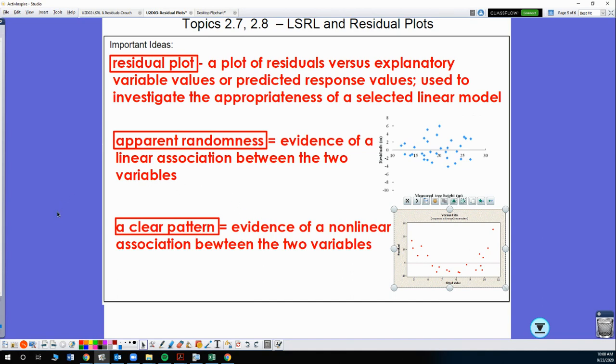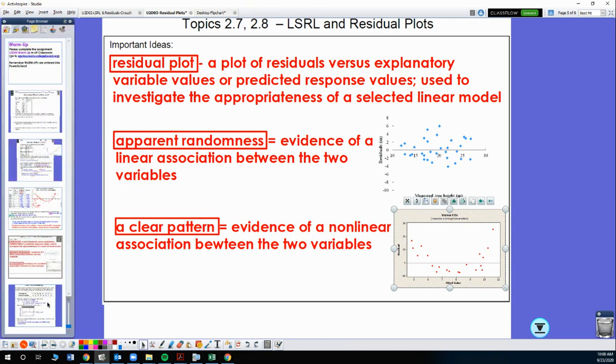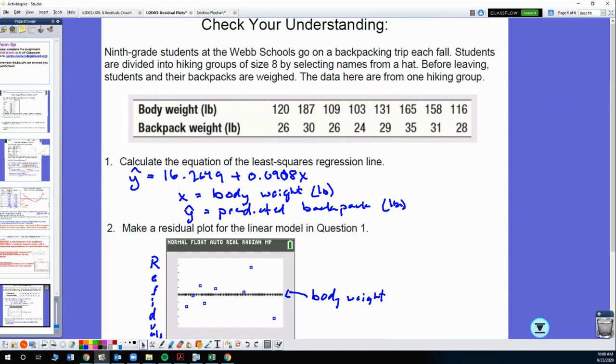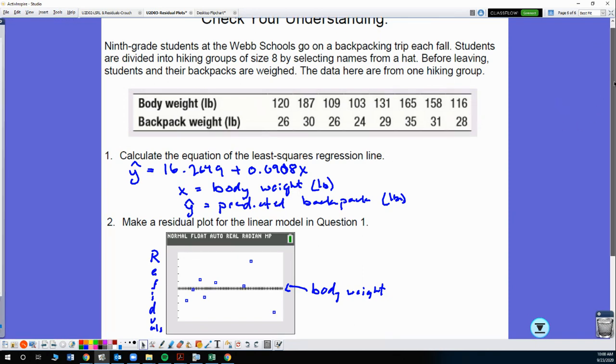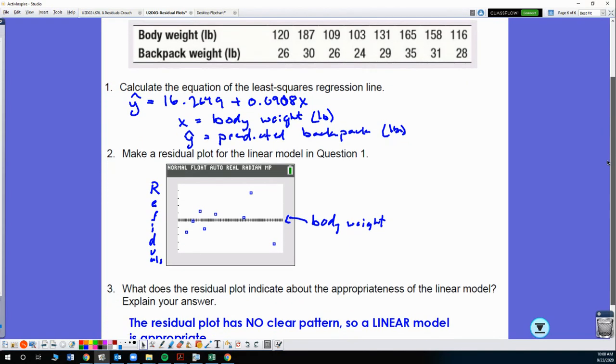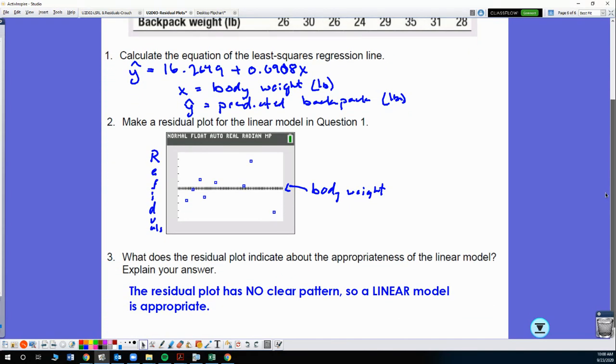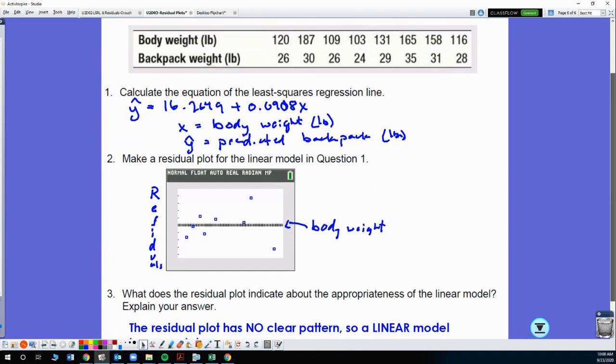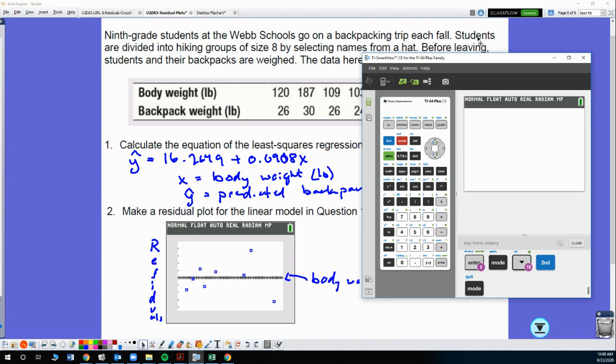Go ahead and pause and try to check your understanding, and then I'm going to reveal those answers for you. All right, so for the check your understanding, we're looking at body weight and how that's related to backpack weight. So you hopefully took your data and plugged this in, whether you used Desmos or the graphing calculator. So there's my least squares regression line with my variables defined. I've got my residual plot, and I've then said the residual plot has no clear pattern, so yes, linear is appropriate. I want to very quickly show you how to do this in your graphing calculator.